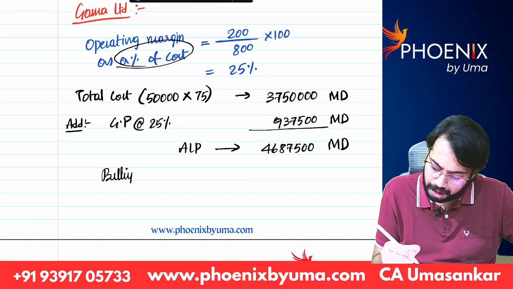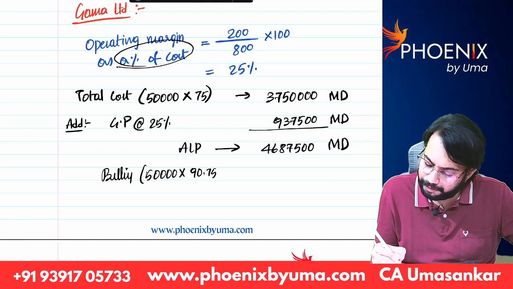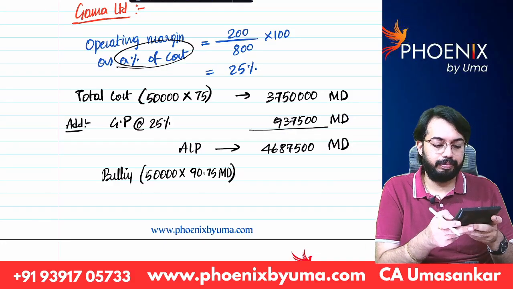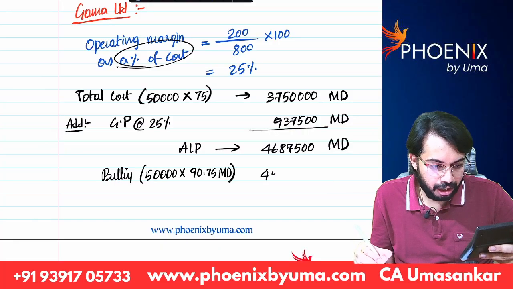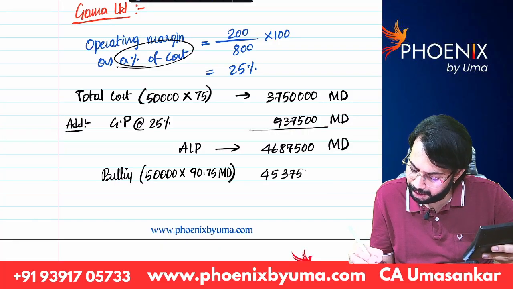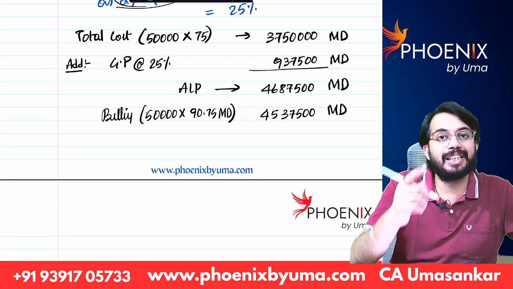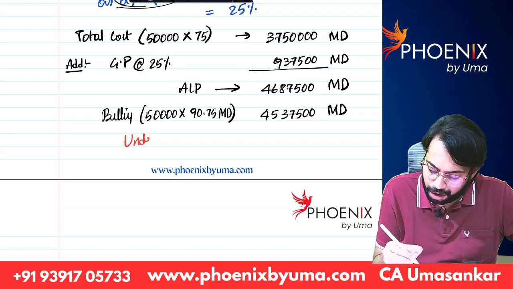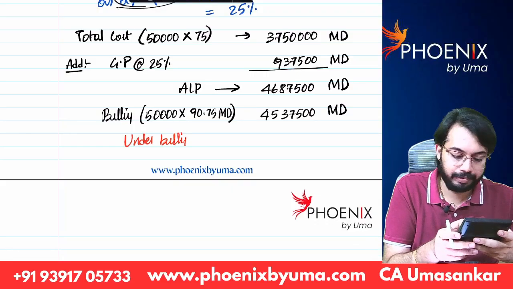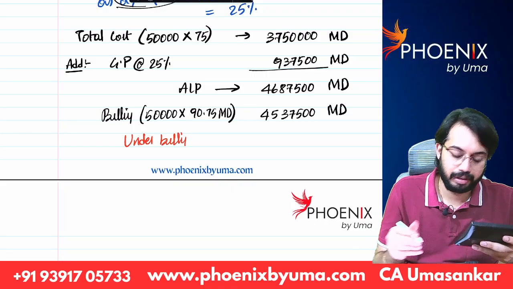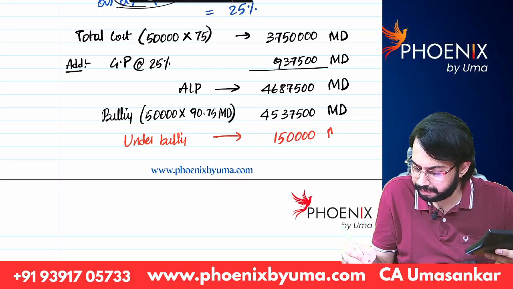How much is billing done? Billing is 50,000 man hours into 90.75 Malaysian dollars, which is 45,37,500 Malaysian dollars. So that means under billing was done. Under billing is 1,50,000 Malaysian dollars, correct?